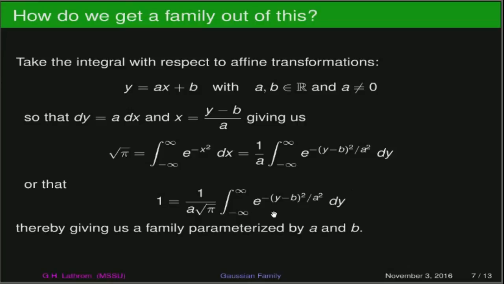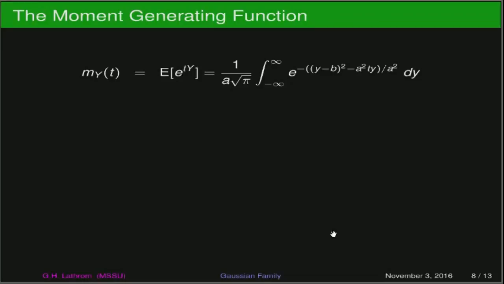And so if we just divide both sides by the square root of pi, we see that 1 is going to be equal to 1 over a times the square root of pi times our integral from minus infinity to infinity of e to the minus (y minus b) squared over a squared. And so now by choosing different values for a and b, we've developed this parameterized family that is determined by these real numbers a and b.